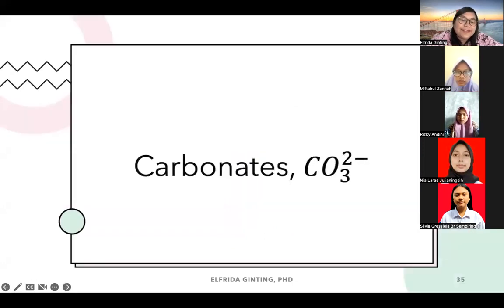Okay, next. The second anion is carbonate. The first one we already studied is sulfate, and now the second one is carbonate. Carbonate is also under the sulfate anion group.